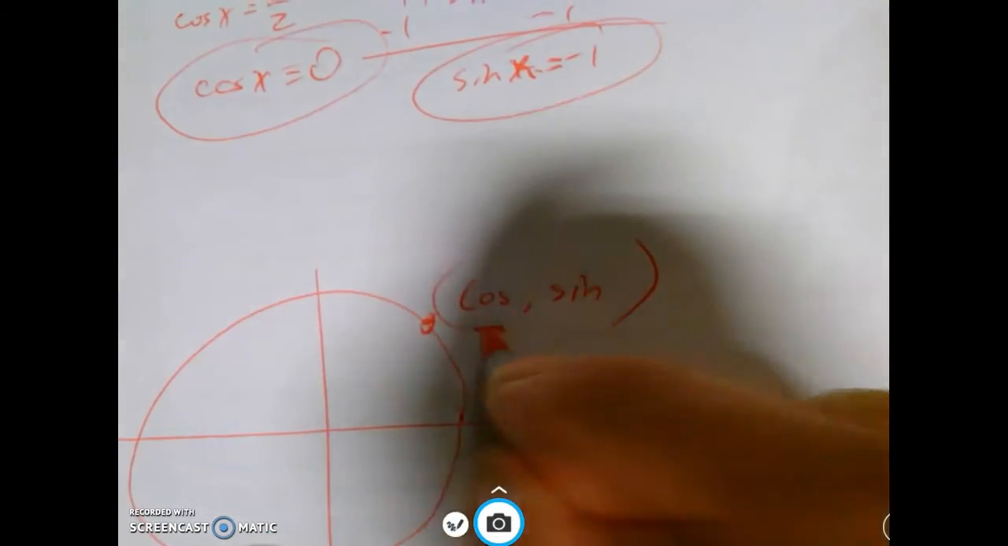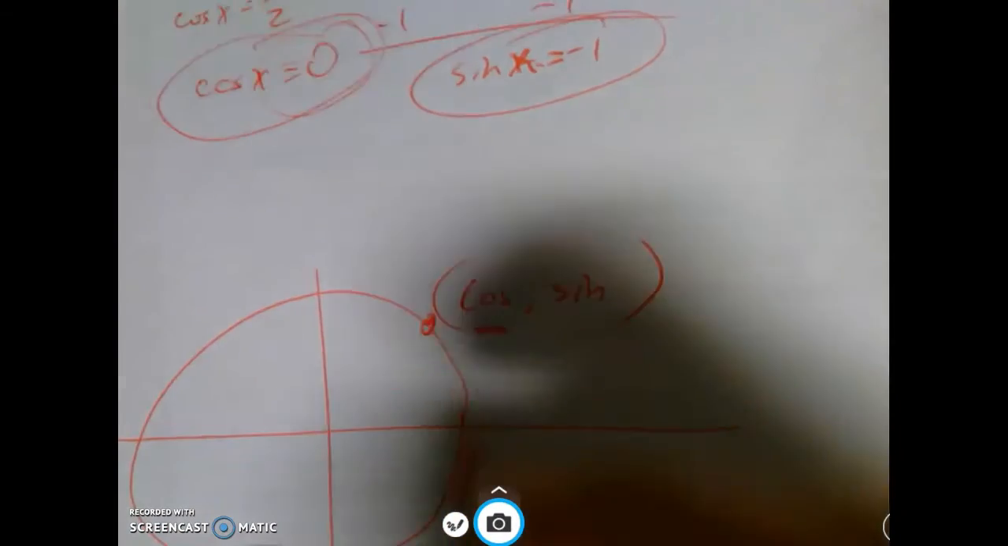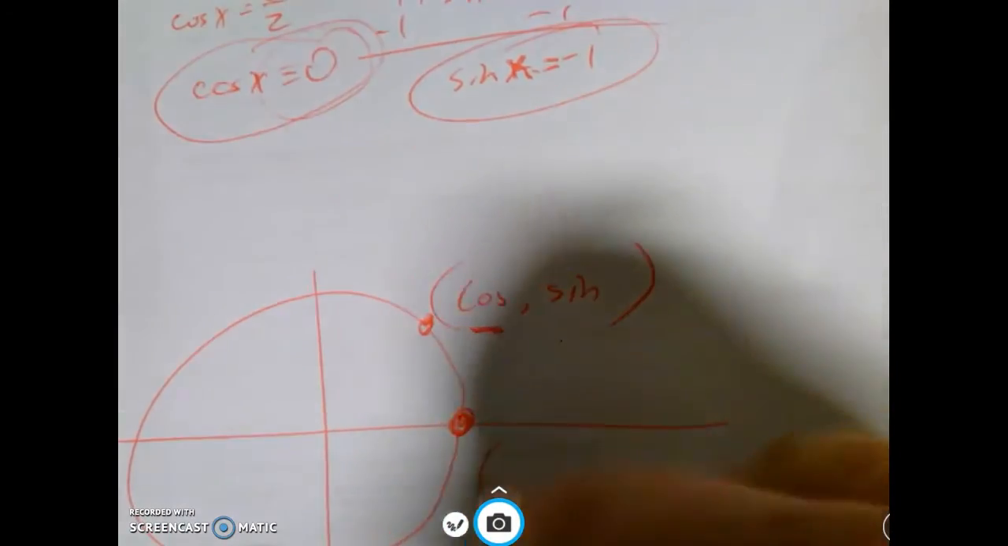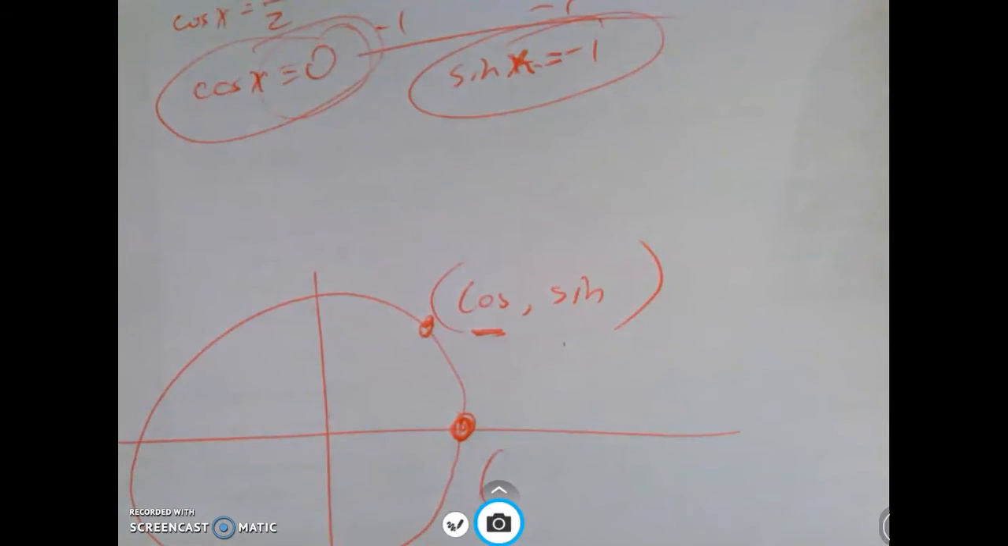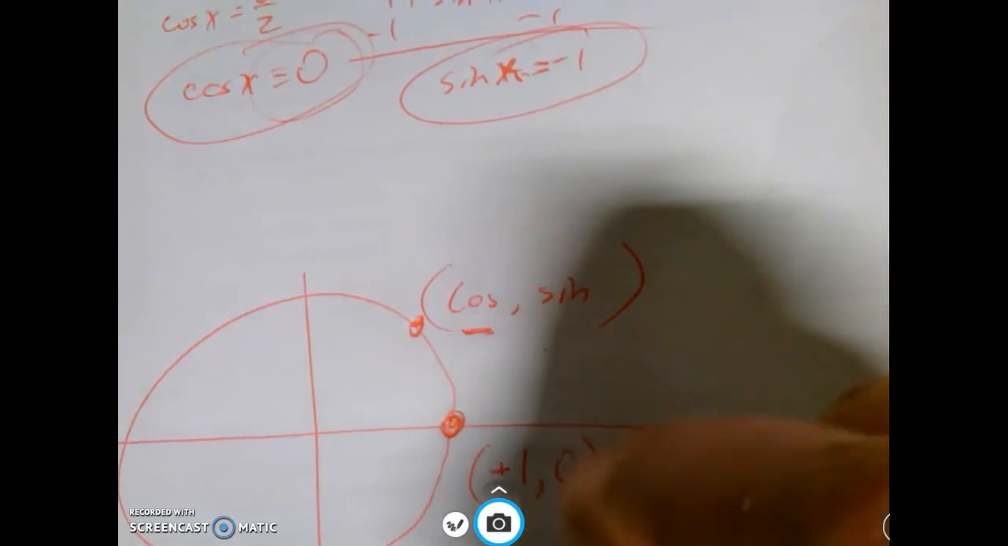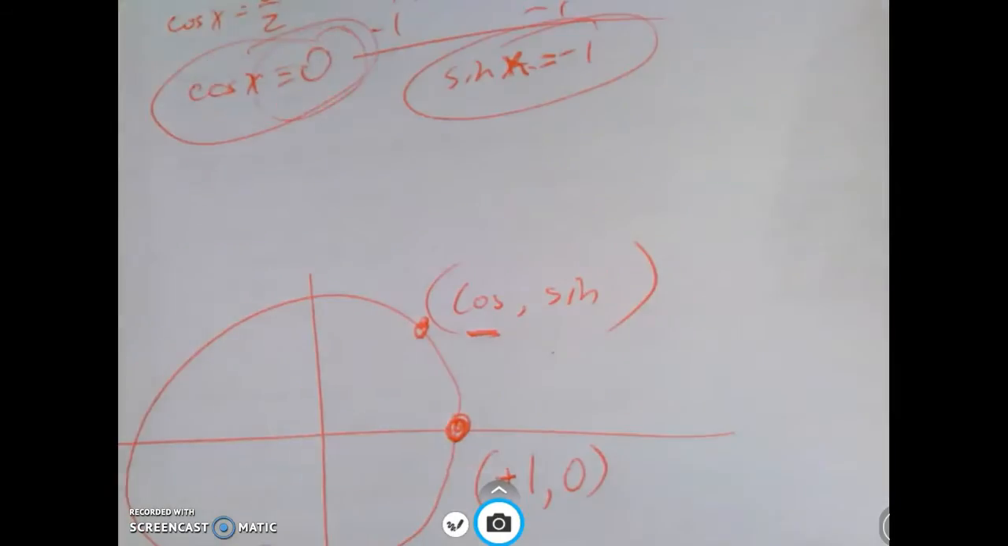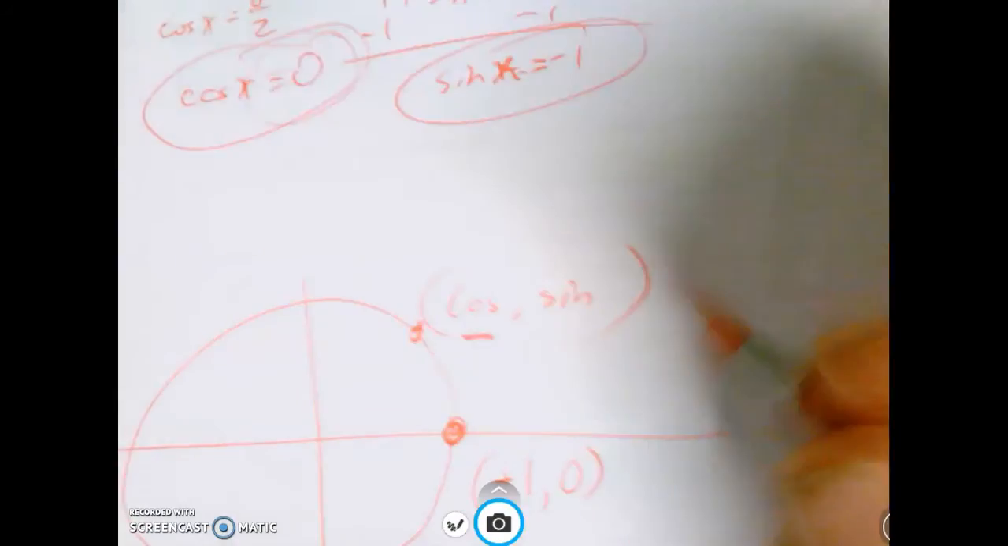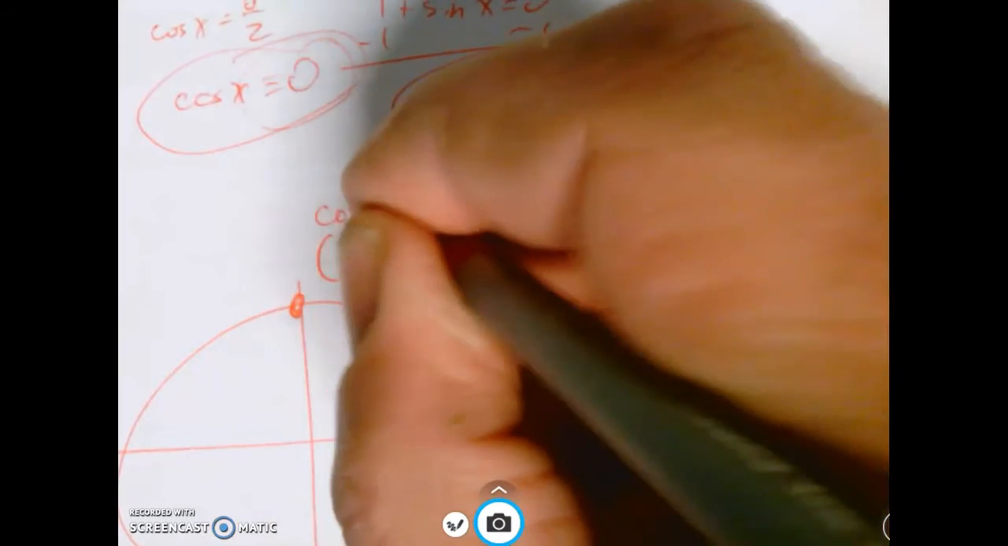So, what does that mean? When would cosine be 0? Well, that would be right here, at that location, because your coordinates would be, sorry, I'm sorry, that's when sine would be equal to 0. My bad. That's why I always have to draw it. When will cosine be 0? Oh, up here. 0, comma 1. Because that's cosine and that's sine.